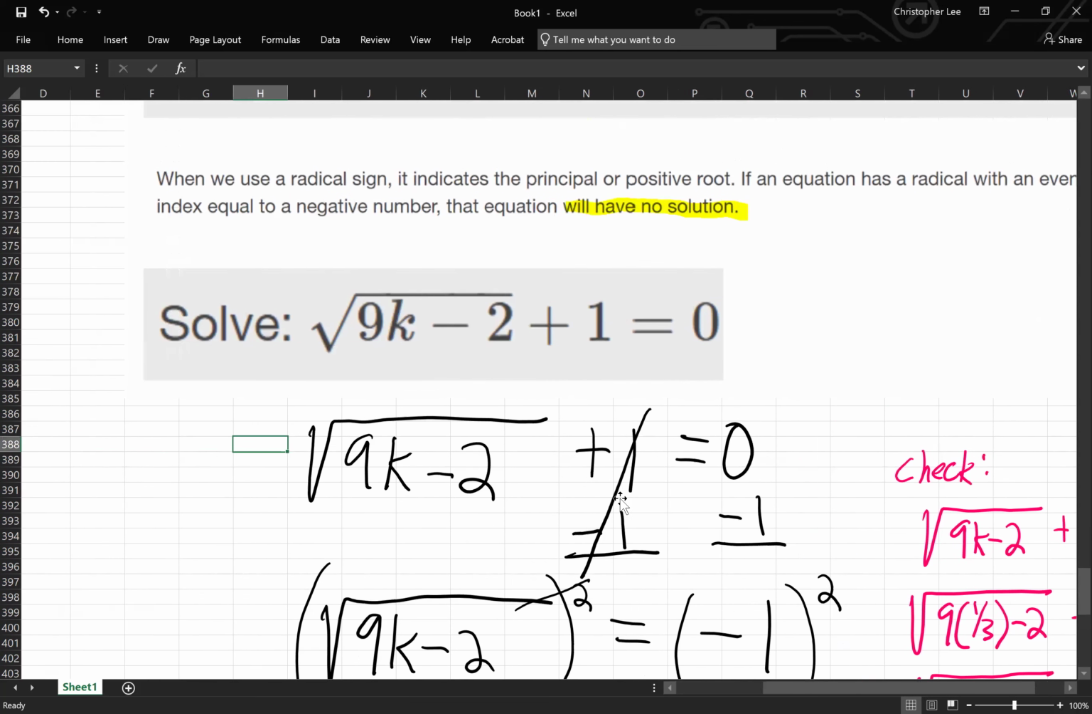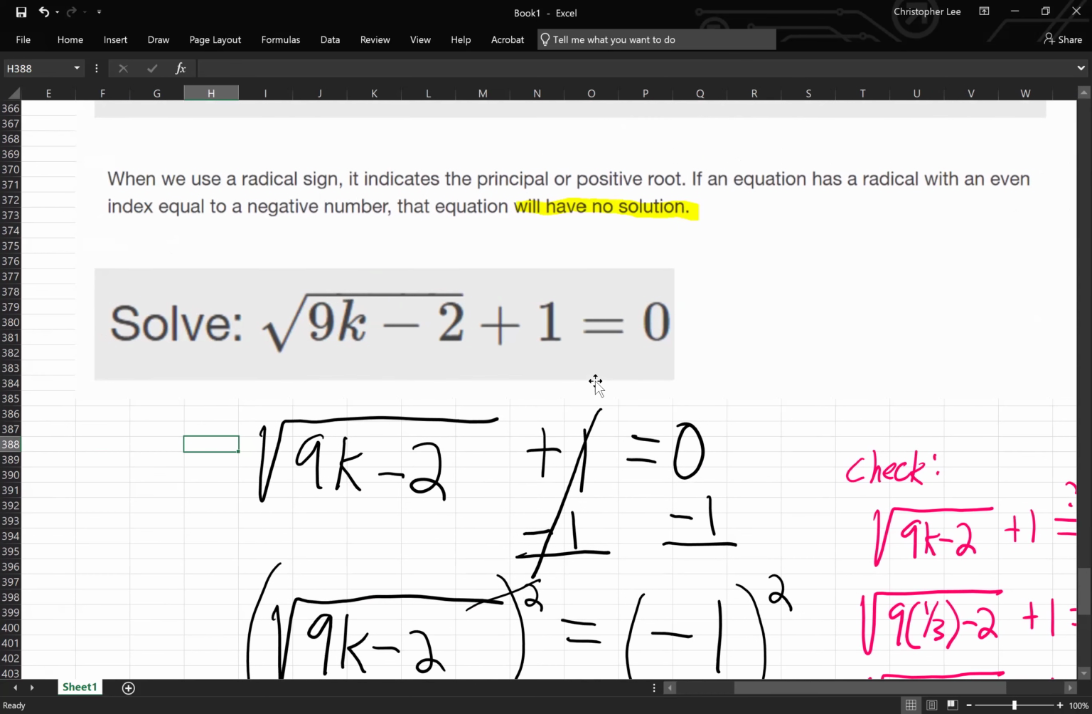That's what this sentence is saying here. So I know this equals 0, but as soon as you put that 1 over and you see it's negative, you know that there's nothing we could do.